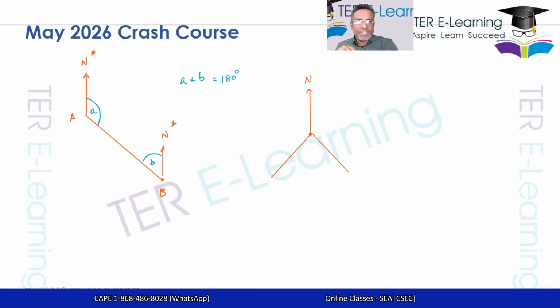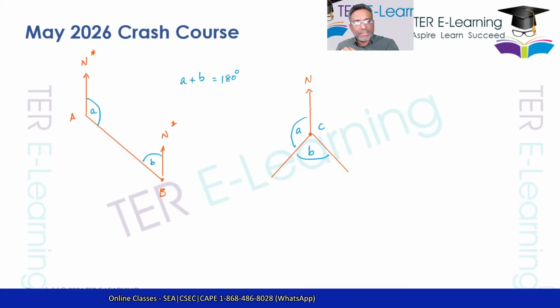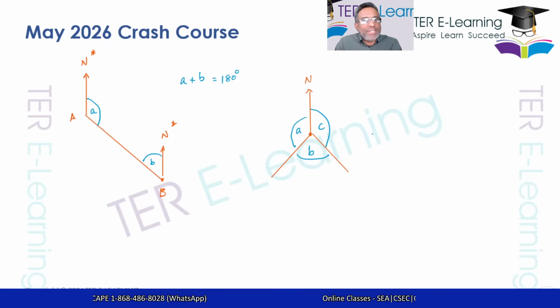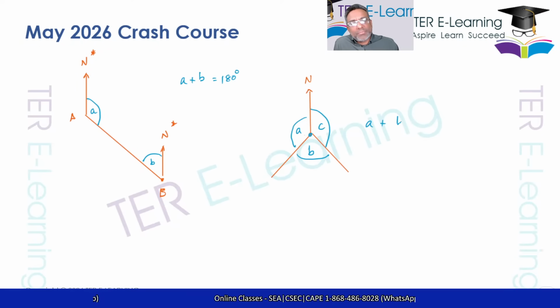What I do as well in some of these questions is, let's say we have this angle here, angle A, let's say this is angle B, and this is angle C here. There is a relationship between all of these angles, right? Because all of these lines meet at that point in the middle, I can say that A plus B plus C is equal to 360 degrees.